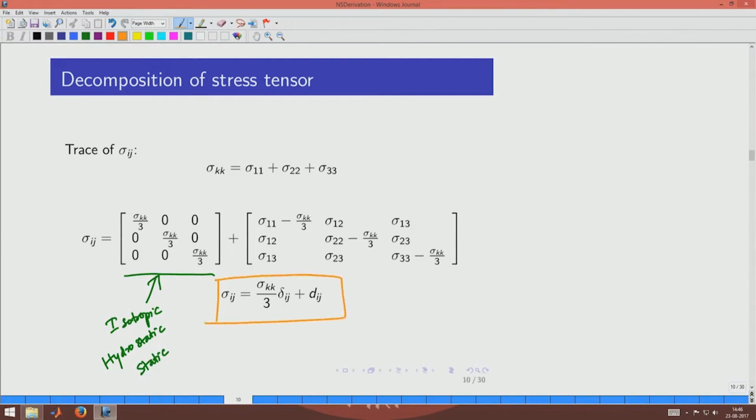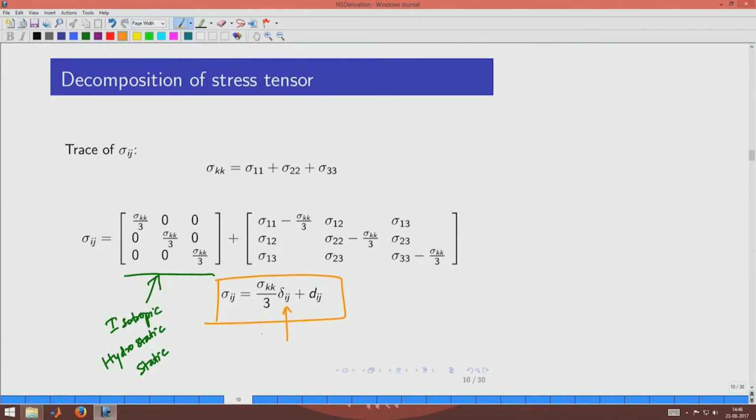So you now see that you could do the decomposition in a subscript notation form like this. What was written in matrix form is now written as a subscript notation, because you can see the first part is nothing but when you take the sigma kk by 3 out, it is 100 010 001, and that is nothing but the Kronecker delta that is written here. So you just put it in there. Okay, so we have now decomposed the stress tensor into two parts.